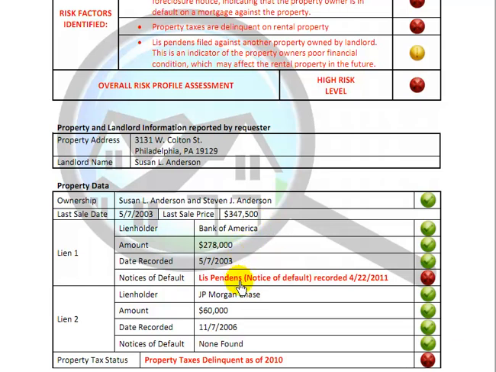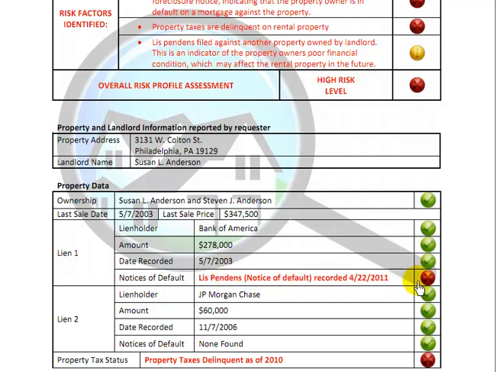We can see here that there is what's called a lis pendens. Now in some states it'll be called a lis pendens, in others it'll be called a notice of default. Essentially it's the same thing. It is telling you that they are behind in their mortgage payments, and this bank has filed this notice to say, we may be coming to foreclose on this house. Now, the time frames on that depend on the state, on the bank, on a number of factors. But the first thing that they do is they file this notice of default, or lis pendens.